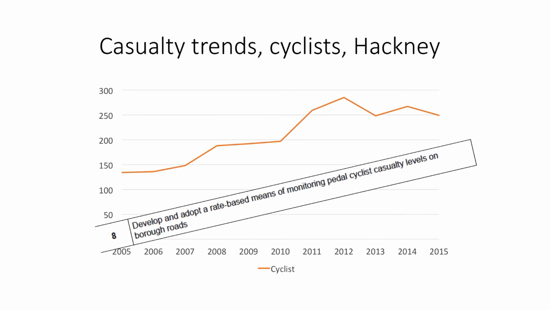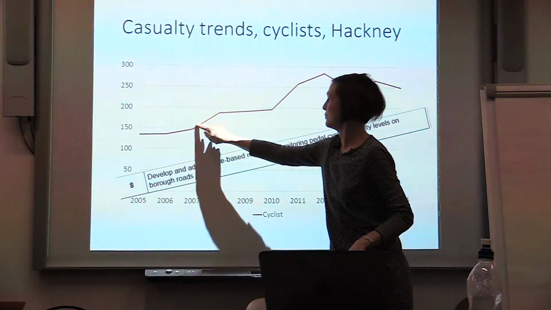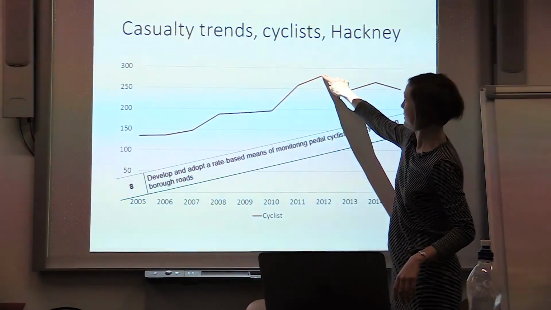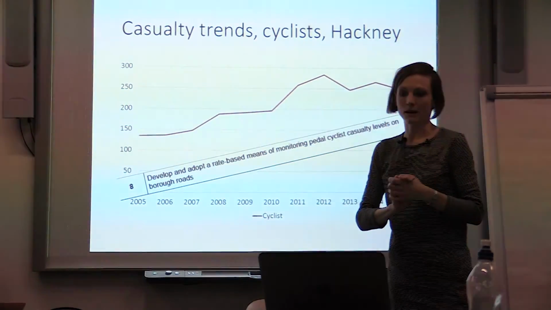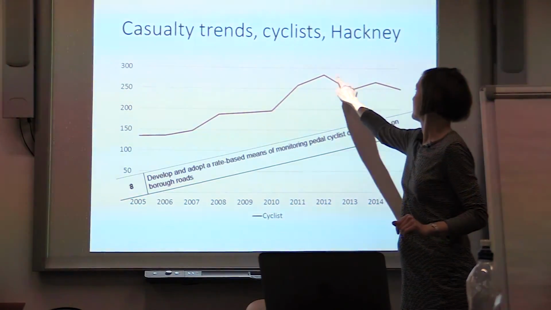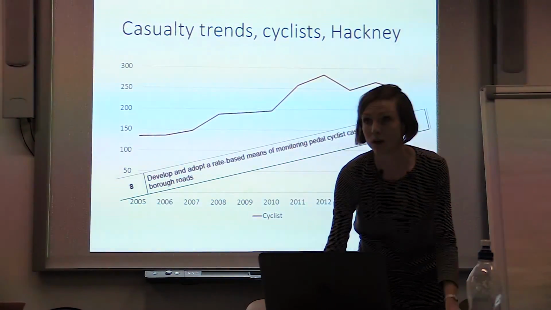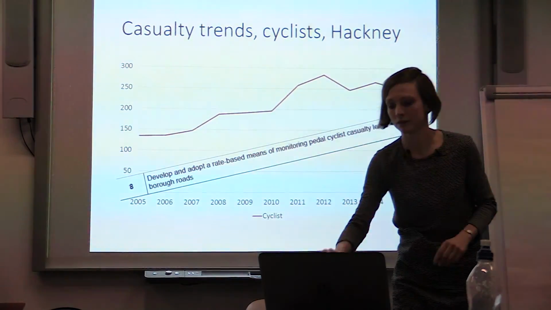So this is the number of cyclists injured in our borough. So this is just the absolute number from 2005 to 2015. So it's going up to 2012, quite a lot, and then sort of basically fairly similar after that. Now we know cycling's gone up in Hackney over that period. But are we seeing safety in numbers? Has cycling got safer even though the absolute numbers have gone up?